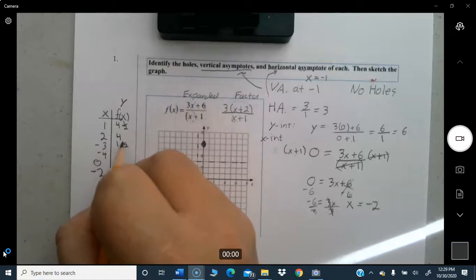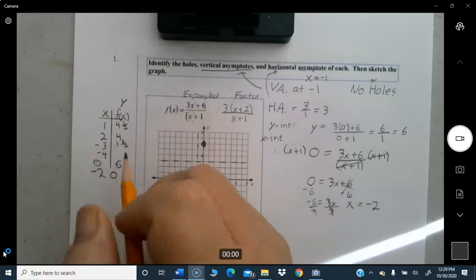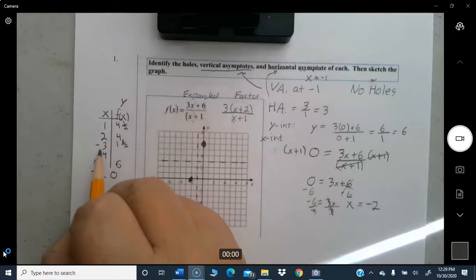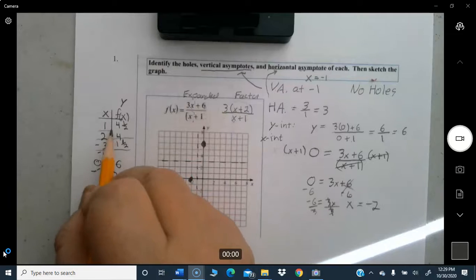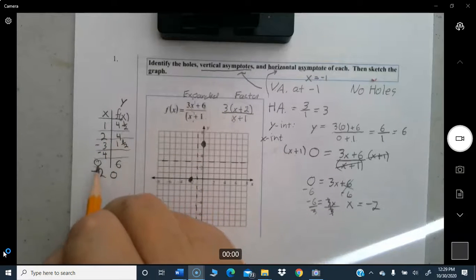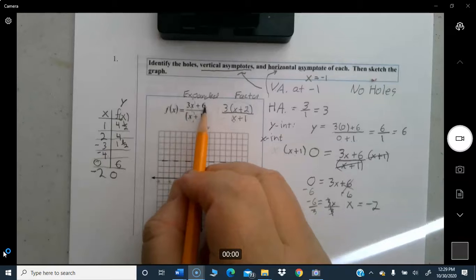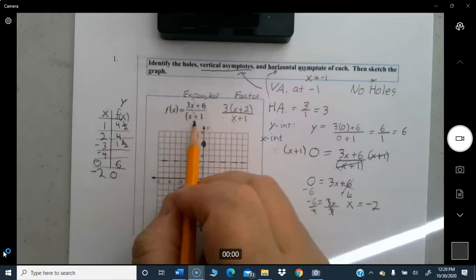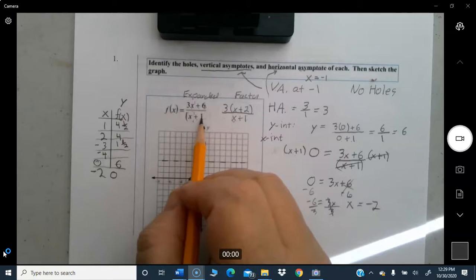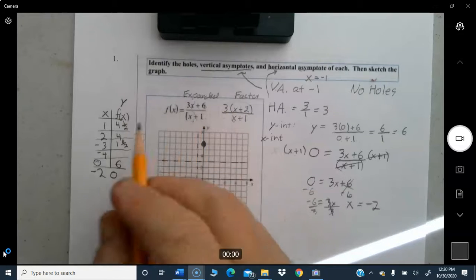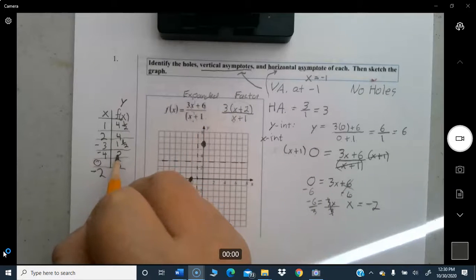You can do this on a calculator. I don't expect you to do this in your head. Finally, 4. Let me draw some lines like this that we should have separated here. 3 times negative 4 is negative 12, plus 6 is negative 6. And negative 4 plus 1 is negative 3. So negative 6 over negative 3 is positive 2.